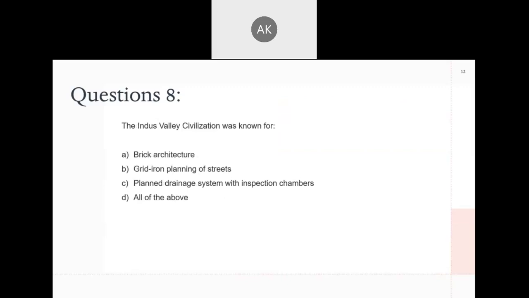The Indus Valley civilization was known for brick architecture, or the gridiron planning of streets, or the planned drainage system with inspection chambers, or all of the above. So there are a few characteristics given in the options, that is brick architecture. The second is the grid planning of streets, or the planned drainage system with inspection chambers. What would be the correct answer of this?